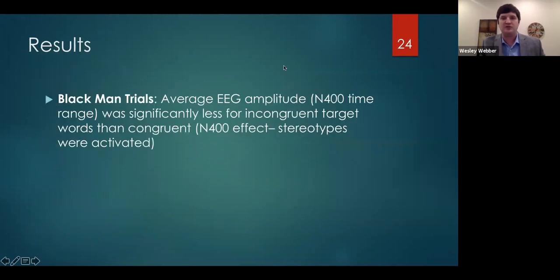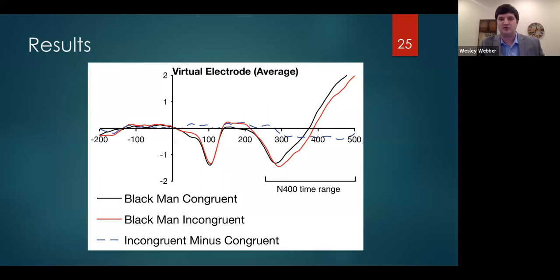Okay, so I'm just going to focus on really the more illustrative results here and then talk about everything in terms of the hypotheses. For Black man trials, there was a difference in average EEG amplitude. The amplitude was significantly less for incongruent target words than congruent. So this is an M400 effect indicating stereotypes were activated on the basis of just seeing the picture of a Black man.